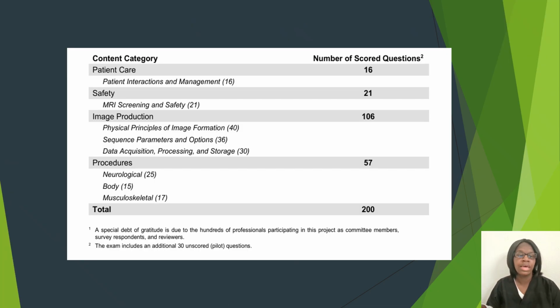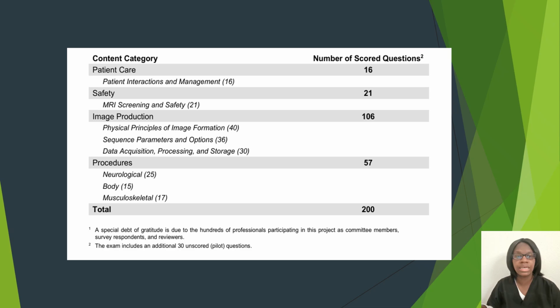And this is just a breakdown of what is going to be asked specifically for the ARRT exam, since I do have my certification through them. But if you are an ARMRIT student, you can use this information too. It's pretty much the same thing that you are going to be asked, probably just in a different way.